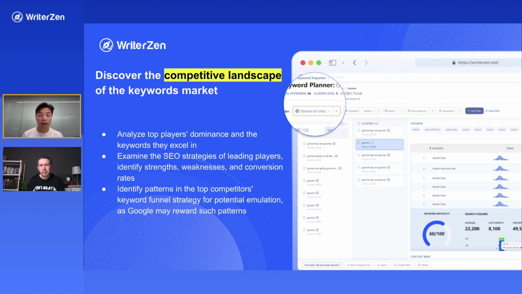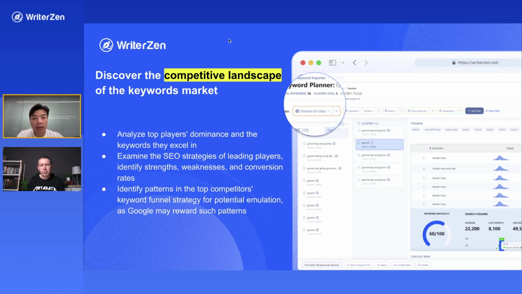And finally, identify patterns in the top competitor keyword funnel strategy for potential emulation, as Google may reward such patterns. Like I was sharing earlier, the patterns in the way they structure their planning, right? The top three usually have a similar pattern. What I see is they choose out of the list of keywords to write a percentage in a certain intent, and then break it down to a percentage of the other ones as well. So the first use case is you gain a bird's eye view of how the market works, how your competitors are working, and what they're doing.